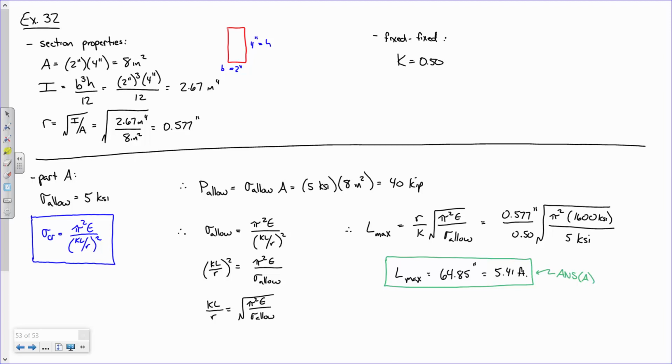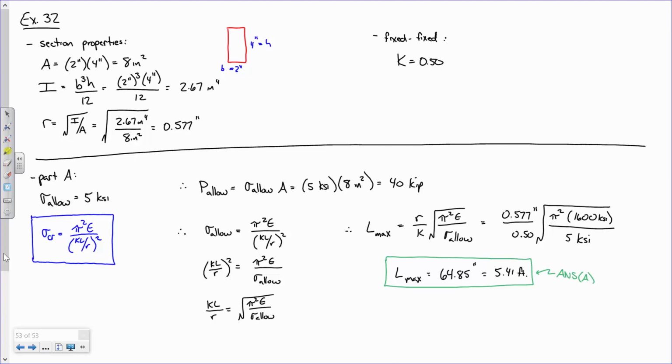Weaker. It gets weaker because, look at it mathematically, as the length goes up, the slenderness goes up, because that's L over R, or KL over R. And if your slenderness goes up, your allowable stress and ultimately your load goes down, right? So that's why this is a maximum length, because any longer the column's going to get weaker. Sound good?